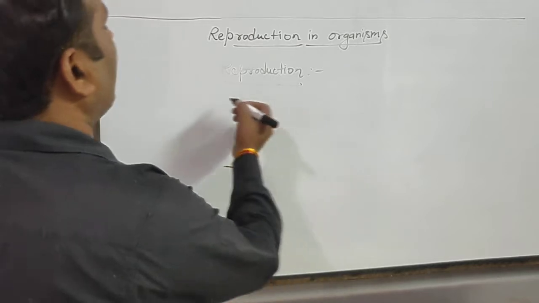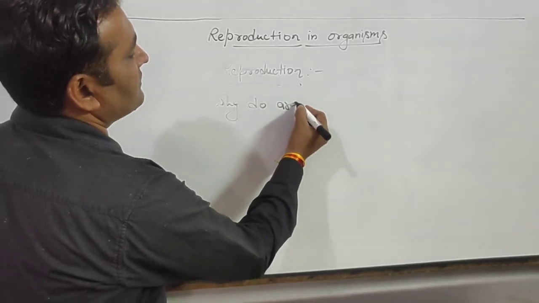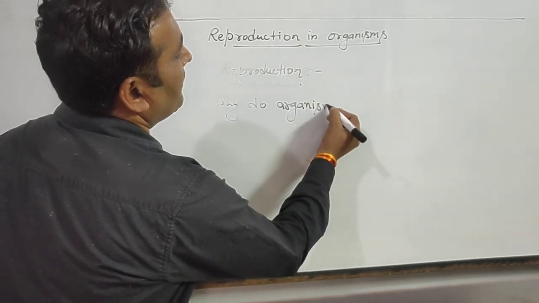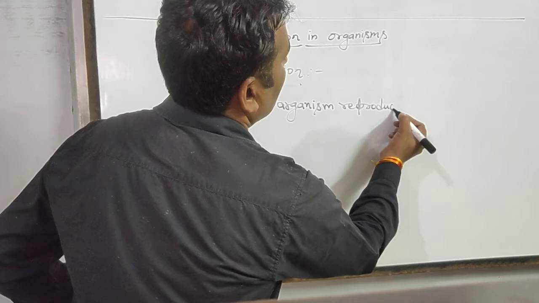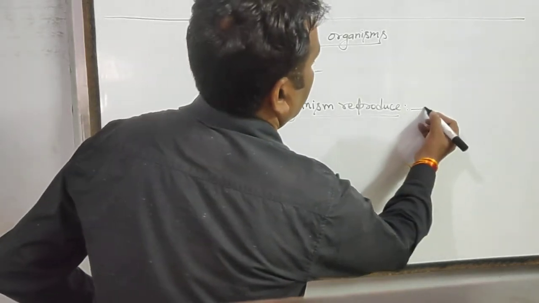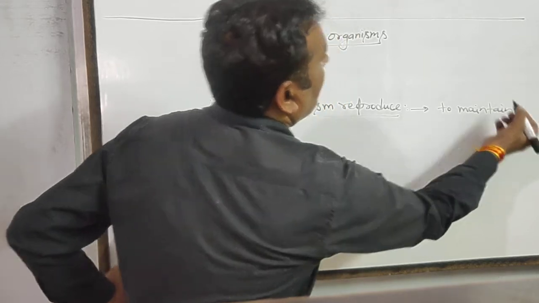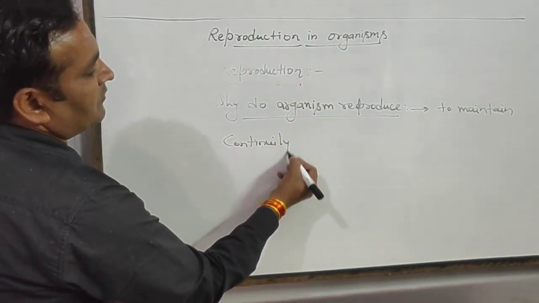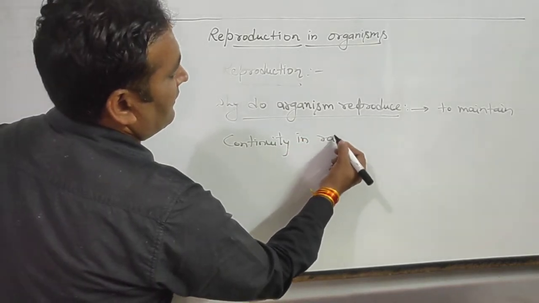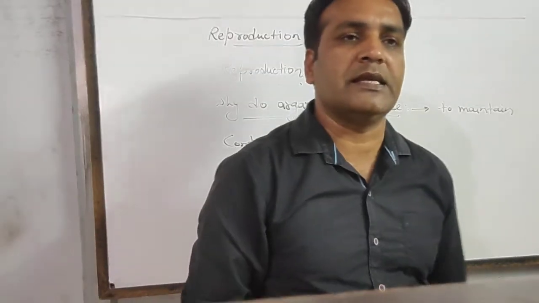The question is, why do organisms reproduce? The answer is to maintain continuity in races.